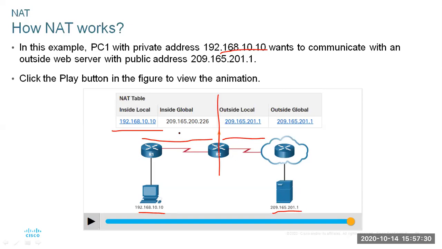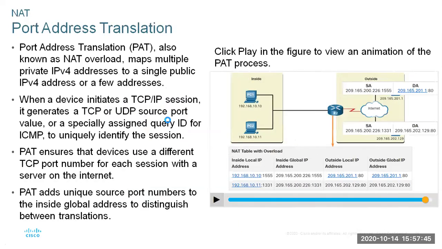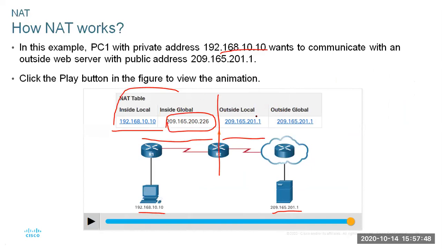Then you see this particular IP address, we call it inside local. Then you have the inside global. Then you have the outside local, which is now this guy here. Then you have the outside global. Now, why is it that the outside local and the outside global are the same? But look at it, the inside local and the inside global are not the same.